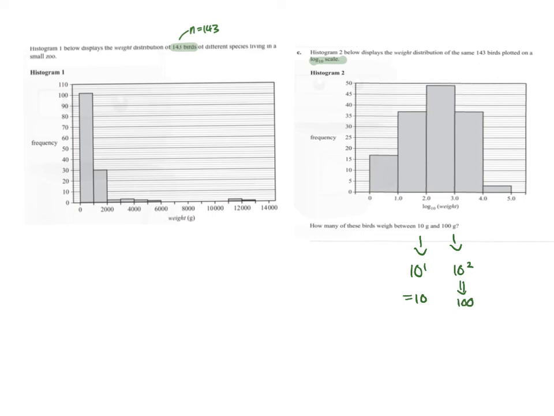So we want to look between the log scale of 1 and 2. So that's between here and here. So this is a frequency and it is asking how many. So I'll say 37, is it? Yeah? So 37 birds weigh between 10 and 100.